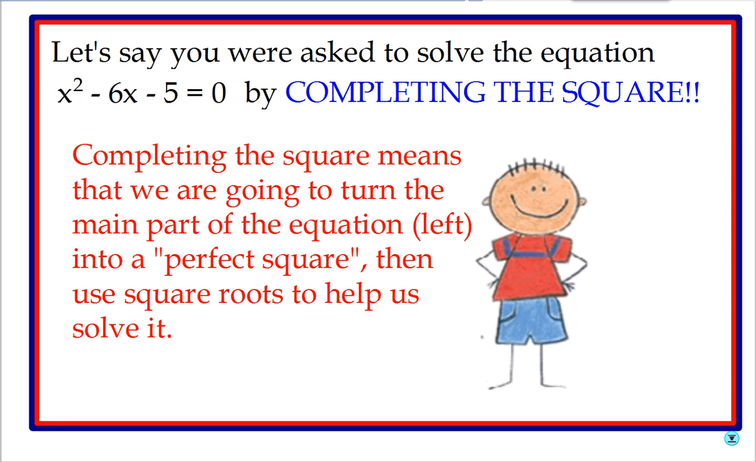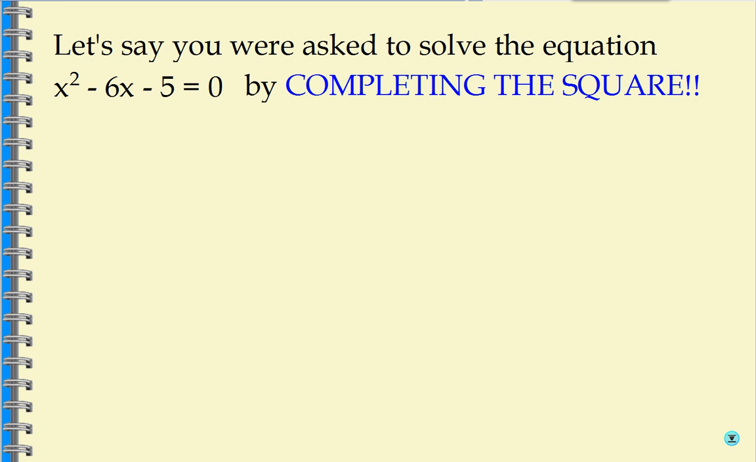Completing the square means that we're going to turn the main part of the equation, or the left-hand side, into a perfect square. Then I'm going to use square roots to help me solve it. So let's take a look. First of all, remember that quadratic equations need to be in standard form. ax squared plus bx plus c equals 0 is standard form for a quadratic equation. My squared term must be first, my x term next, my constant third, and it always equals 0.